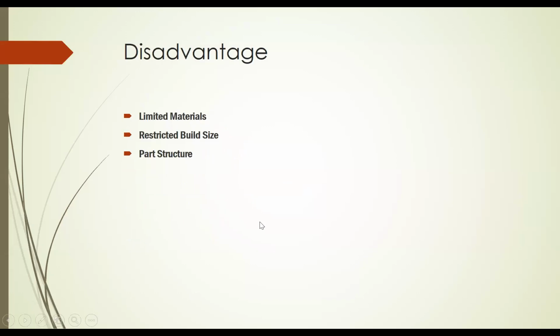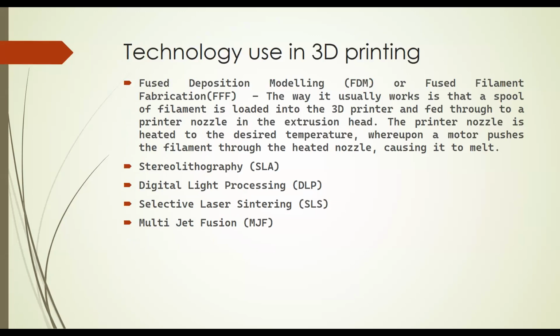Now, some disadvantages: limited material, then restricted build size. The build size is limited, which means if you have a bed size of 100 centimeters, you can only print that. You can't create big objects on that. It depends on the bed size of the 3D printer. Then part structure. These are some disadvantages of a 3D printer. Now, the technology used in 3D printing is FDM, fused deposition modeling.